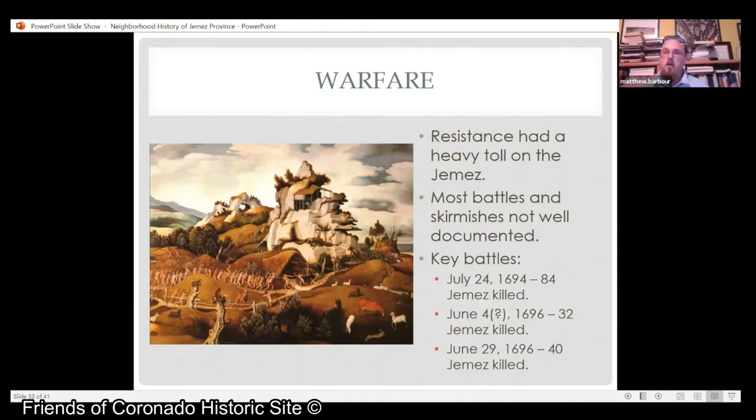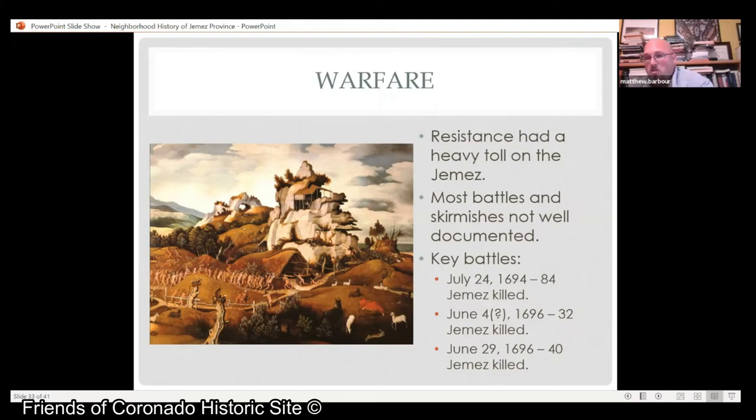So when we're talking about warfare, we got lots of battles. Most are probably not well documented, but we have several key battles and we do have numbers for them. The Jemez resisted a lot. In fact, this picture here is not of Jemez. It's just one of the most interesting pictures of a Spanish-Pueblo battle I have ever seen. And in fact, it was done by a Dutch painter. And if you can imagine, that is a Pueblo village on that bluff there as imagined by a Dutch painter. And that is actually the Zuni village of Hawikuh. It's so strange to me. It looks nothing like New Mexico, but that's what a Dutch person envisioned. As he lived within the Spanish Empire and he was told of the Coronado expedition, that's what he came up with in his brain.